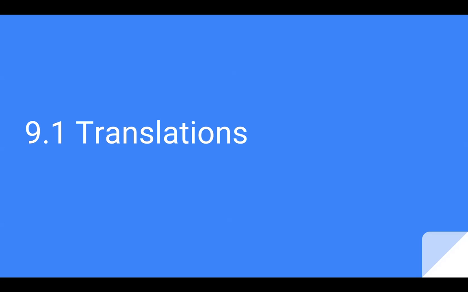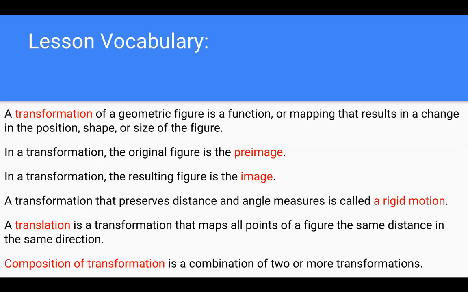All right, let's begin chapter 9 on transformations. And the first transformation we're going to look at is translations. The transformation of a geometric figure is the function or mapping that results in the change of position, shape, size, or figure. That's the technical definition.